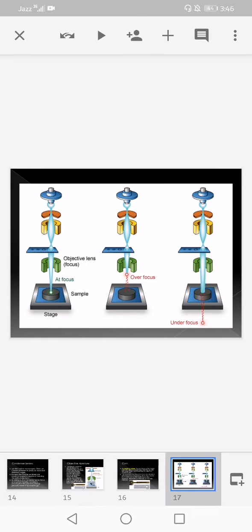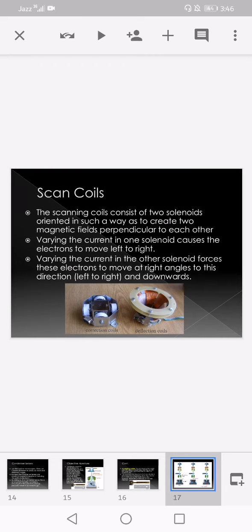Here are the 3 diagrams shown. Firstly, the sample is at focus. First stage shows the sample at focus. Next one is over focus, and third one is for under focus sample.